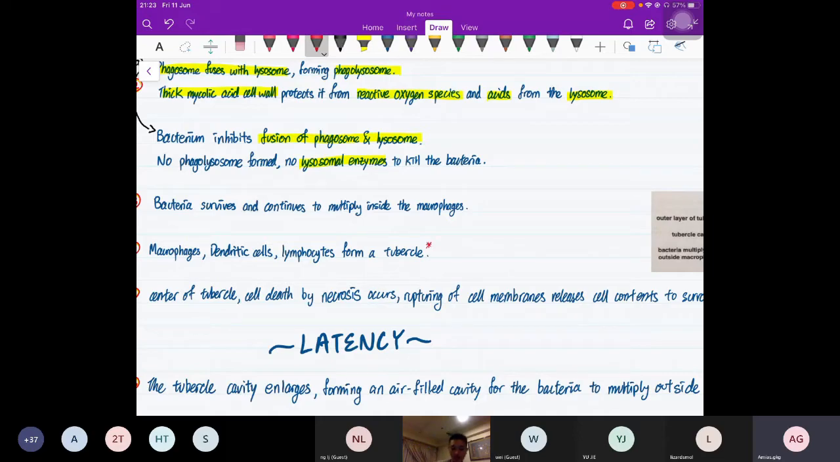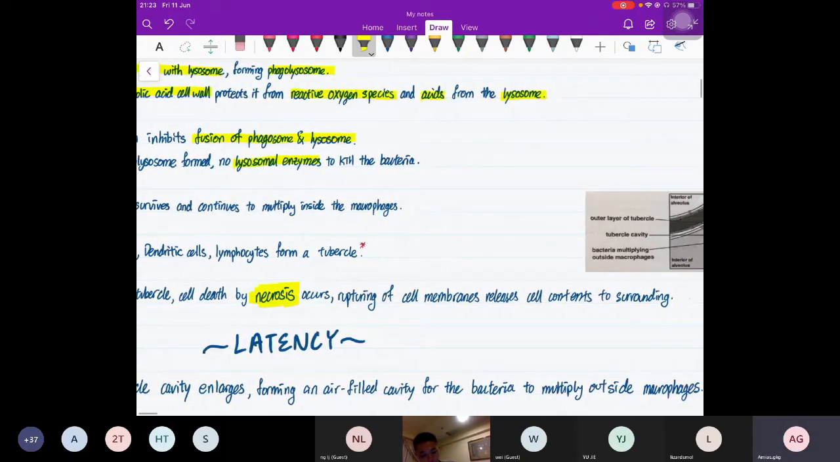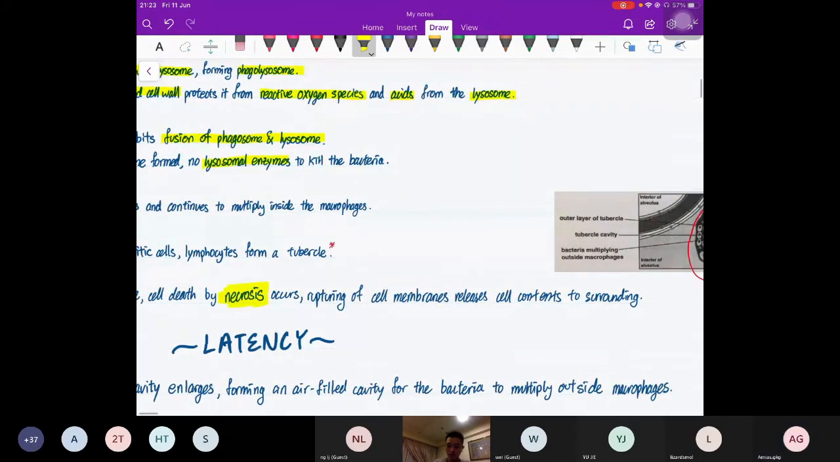They start dying, but this time the cell death is not by apoptosis. Cell death is now by necrosis. If your school doesn't make a distinction, you can just use cell death generally. After your cell dies, the cell membranes will rupture, and the cell contents, including your bacteria, are now spread to your surroundings.